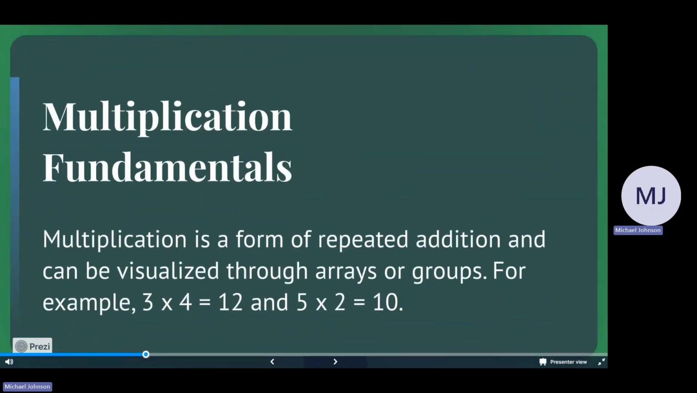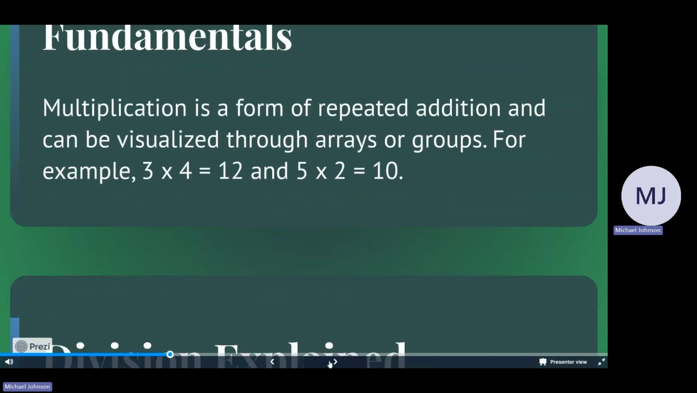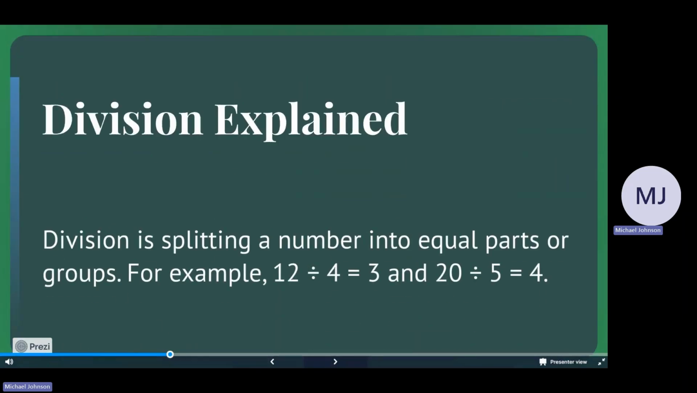Multiplication is a form of repeated addition. It can be visualized through arrays or groups. For example, 3 times 4 equals 12, and 5 times 2 equals 10. Division is splitting a number into equal parts or groups. For example, 12 divided by 4 is 3, and 20 divided by 5 is 4.